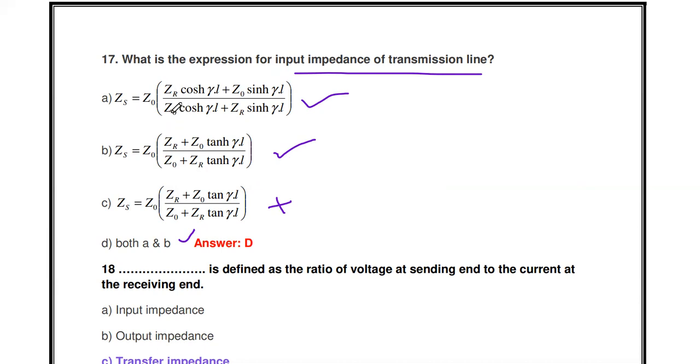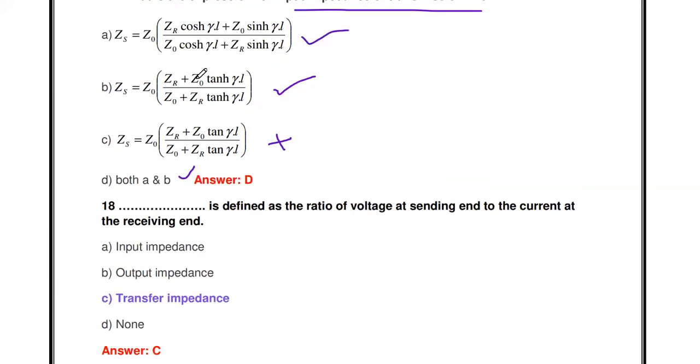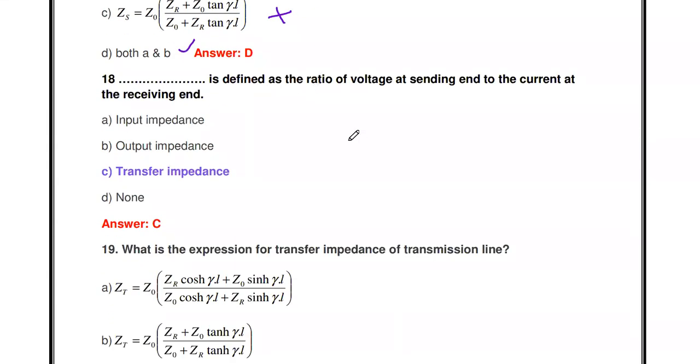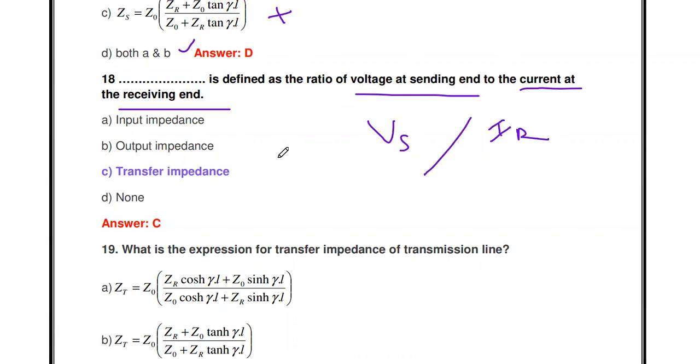These two are the formulas for the input impedance of a transmission line in terms of characteristic impedance, load impedance, and propagation constant η. The next thing: dash is defined as the ratio of voltage at the sending end to the current at the receiving end, Vs divided by IR. It is said to be the transfer impedance of the transmission line.